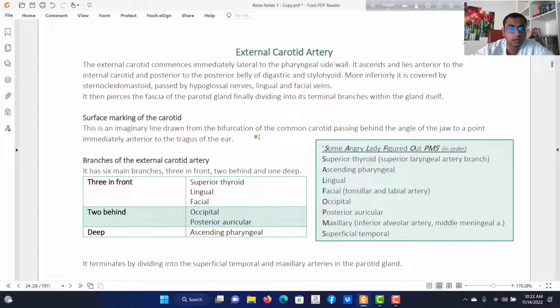Now the external carotid artery. The external carotid commences immediately lateral to the pharyngeal side. It ascends and lies anterior to the internal carotid and posterior to the posterior belly of digastric and the stylohyoid muscle.